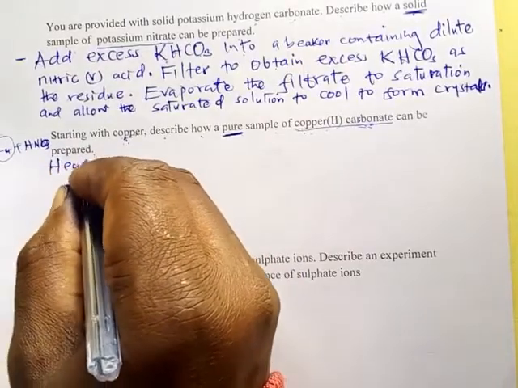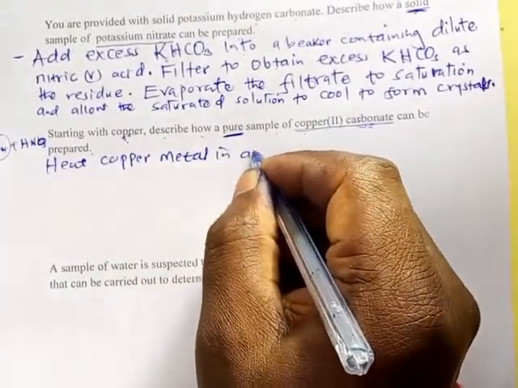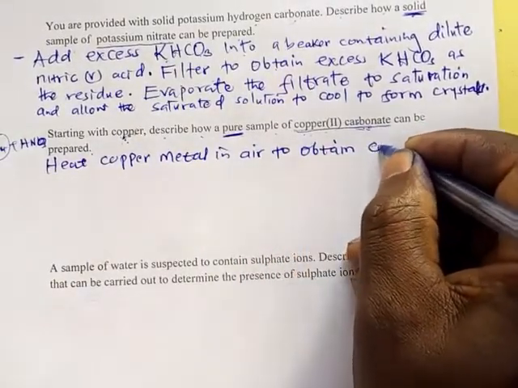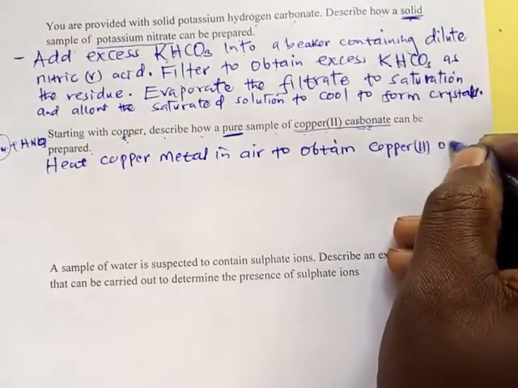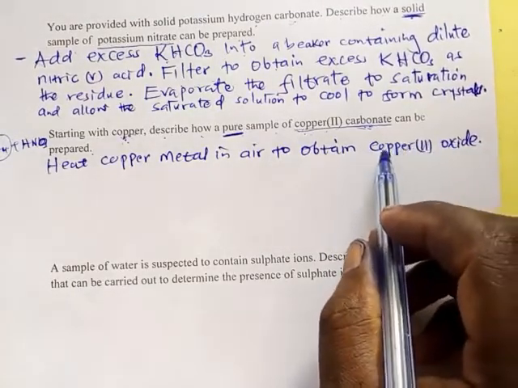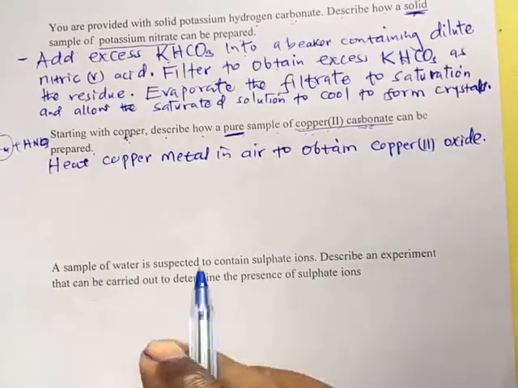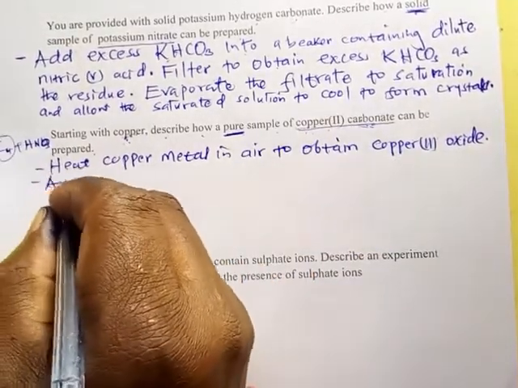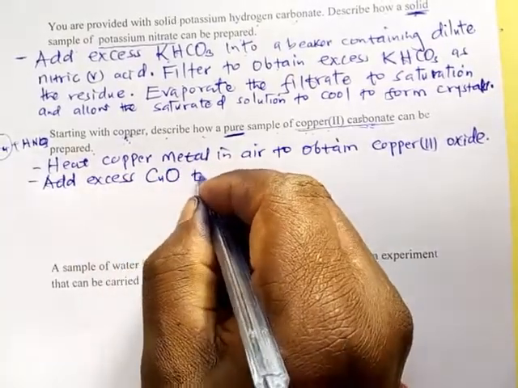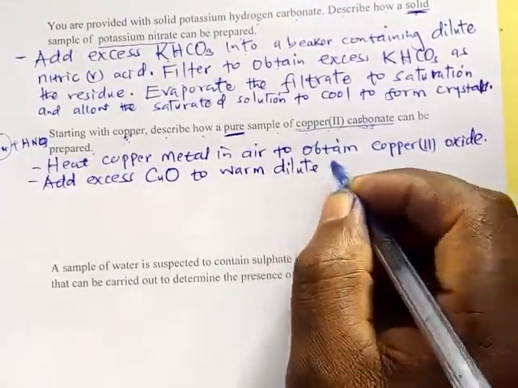you heat this one. So heat copper metal in air to obtain copper 2 oxide. Very correct. So once now you have copper 2 oxide, now you add warm nitric acid, because oxides are insoluble, therefore you need to warm the acid. Next one is to add excess copper 2 oxide to warm dilute nitric acid.